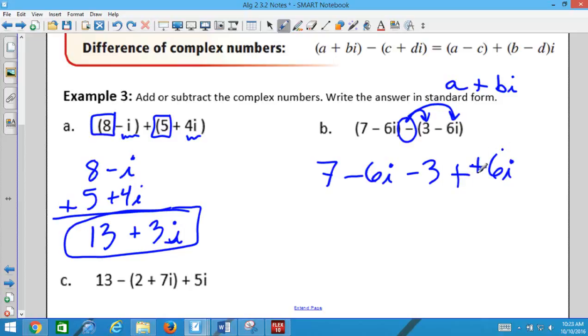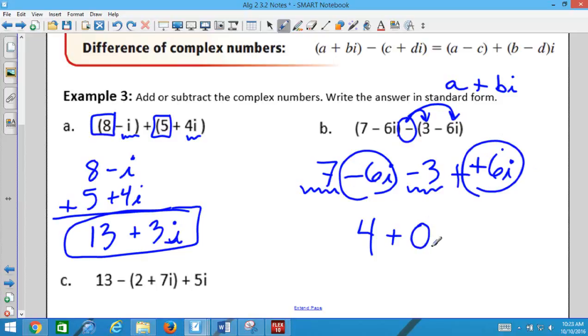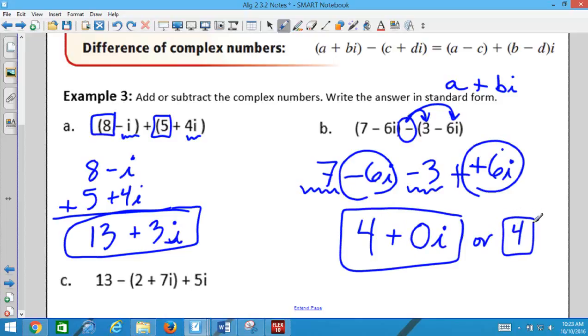And we find our like terms. We've got a 7 minus 3, that's 4. And we have minus 6i plus 6i. Now, I am writing this in standard form, so I put a 0 in for my imaginary part. However, it really does just equal 4. So this would have no imaginary part to it, really. But that is complex form in standard form. The first one is.